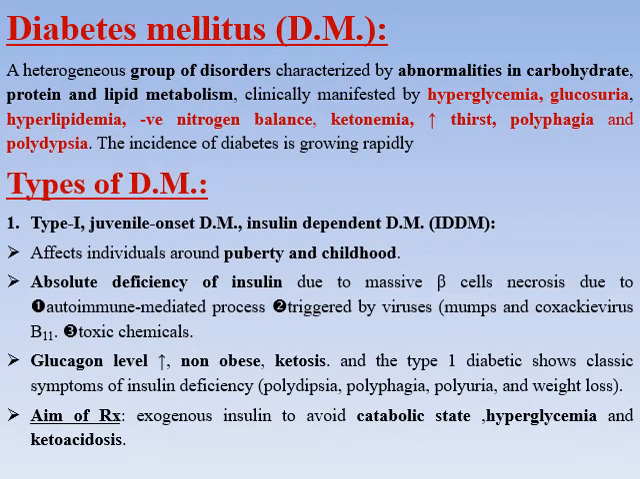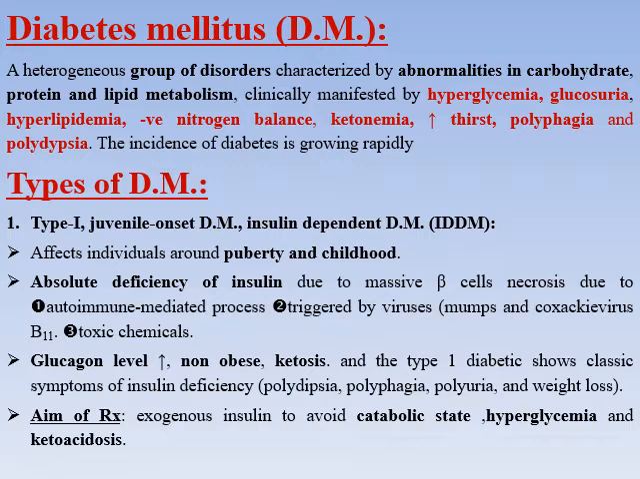In diabetes mellitus, we have abnormalities in carbohydrate, protein, and lipid metabolism. So it is a heterogeneous group of disorders. Manifestations of this disease usually include hyperglycemia.